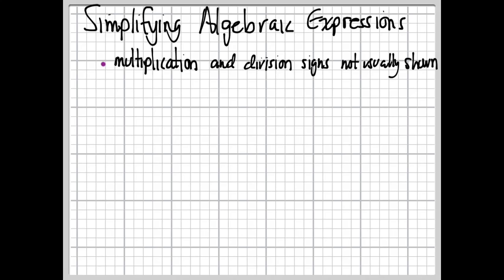Multiplication and division signs are not usually shown. Okay, so what you're familiar with might be 2 times b with this little times symbol in here. It looks like an x, but we know that to mean times, so 2 times the letter b, right? The variable or pronumeral b. When we write that in simplified form, we just take out the multiplication symbol and write 2b. So 2b means 2 times b.